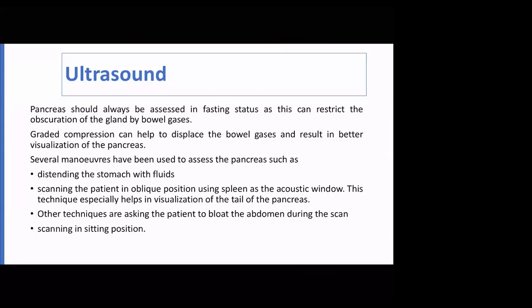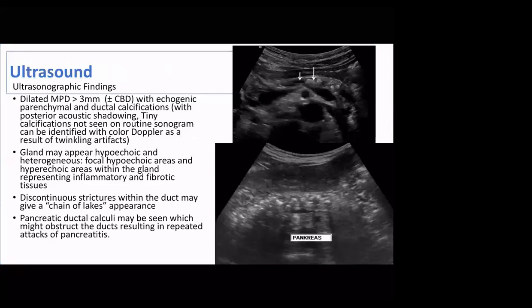Regarding the ultrasonographic findings with chronic pancreatitis, usually you find a dilated main pancreatic duct more than 3 millimeters with or without dilatation of the common bile duct, with echogenic parenchymal and ductal calcifications with posterior acoustic shadowing. إذا كانت هي شوية large in size, but tiny calcification is usually not seen on routine sonogram. It can be identified with color Doppler as a result of twinkle artifacts. The gland may appear hypoechoic and heterogeneous.